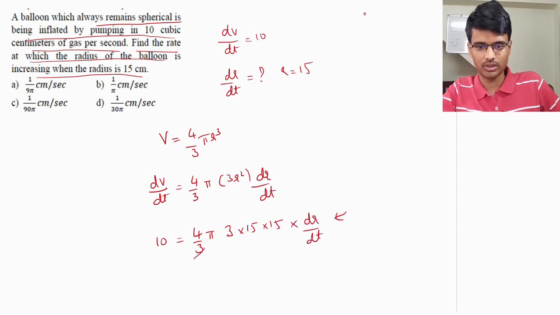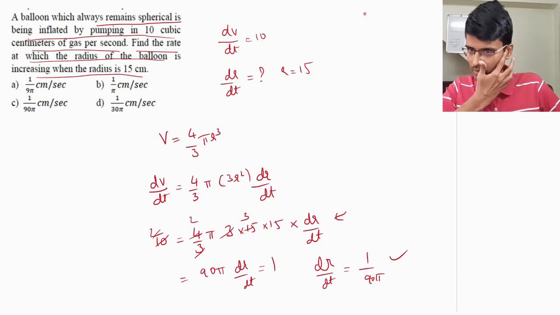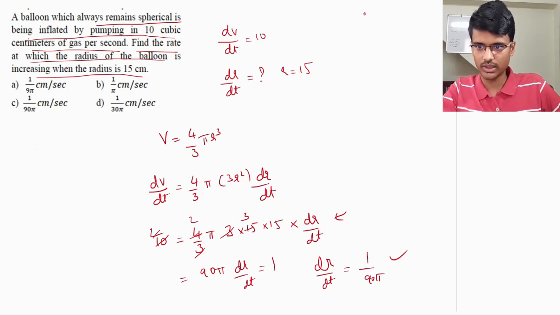Let's simplify this. 5 2s are 10, 3s are 2, 2s are 4. I get 15 3s are 45, 90. 90 pi dr by dt is equal to 1. That means dr by dt equals 1 by 90 pi. This was an easy question. So the correct answer is option C.